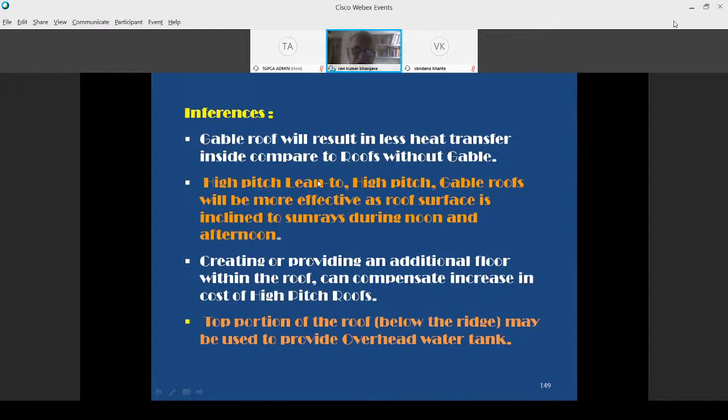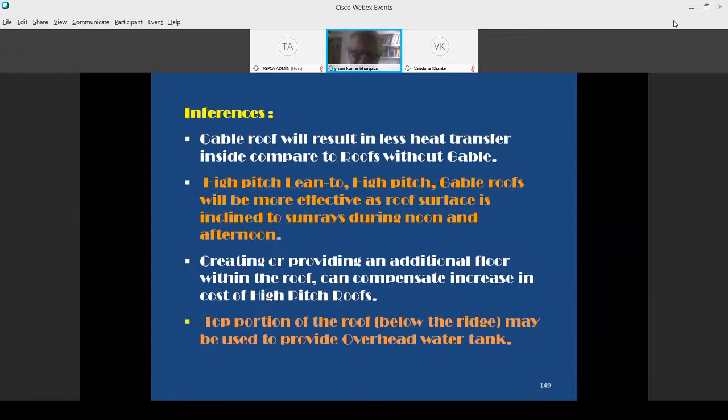High pitch lean-to roof, like we have in old churches, etc., with very high pitch of the roof. High pitch gable roofs will be more effective as the roof surface is inclined to sun rays during noon and afternoon. But the problem is that much space in a high pitched roof goes waste. That volume of space goes unutilized.